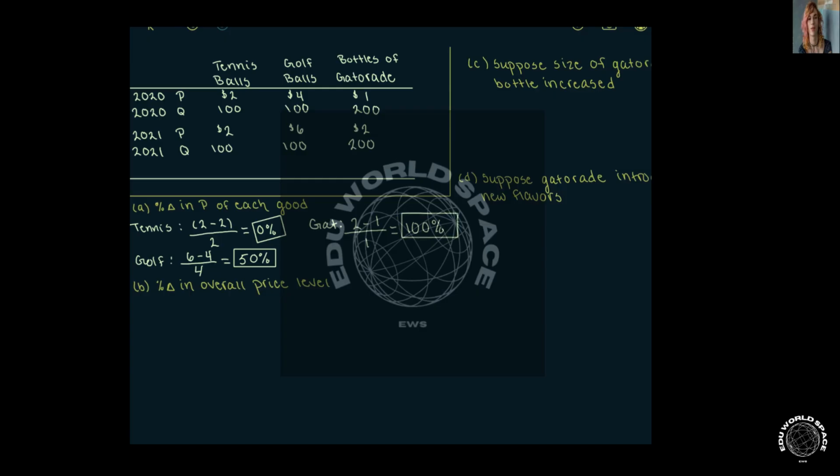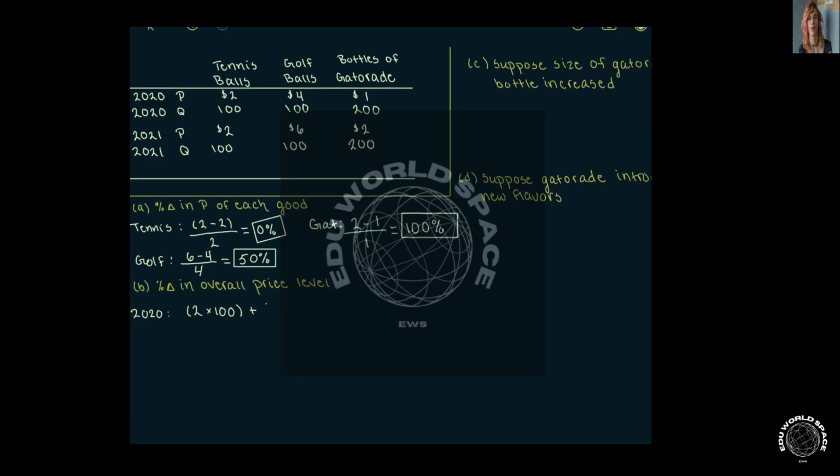Now suppose we want to find, for part B, the percent change in overall price level. And to do this, we're going to calculate it similarly to the CPI calculation. So we first need to determine our cost of our market baskets in each year. So to do that for 2020, all we need to do is take our prices and quantities of each of these. So let's start with tennis balls, where we have a price of 2. We'll multiply that by its quantity of 100.